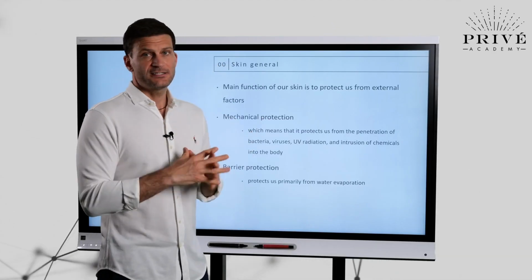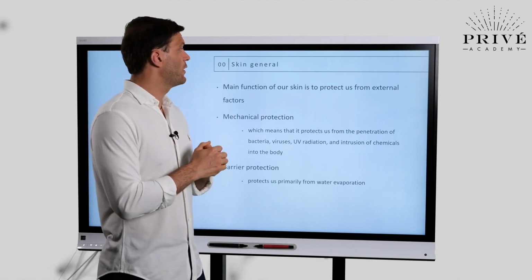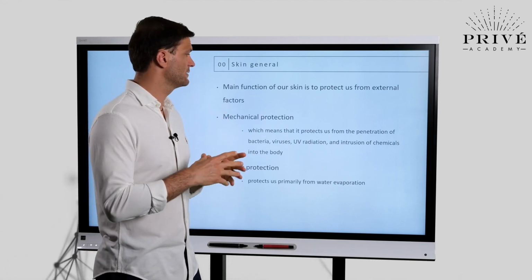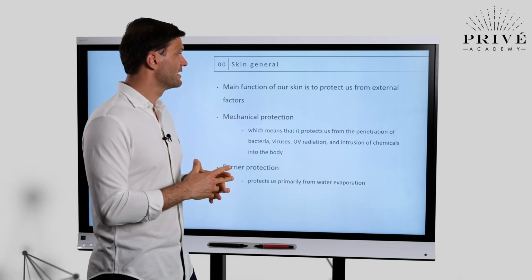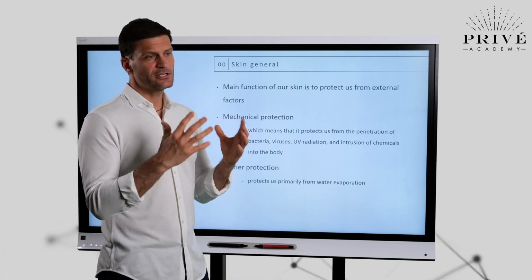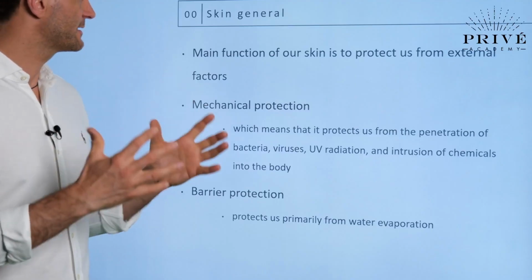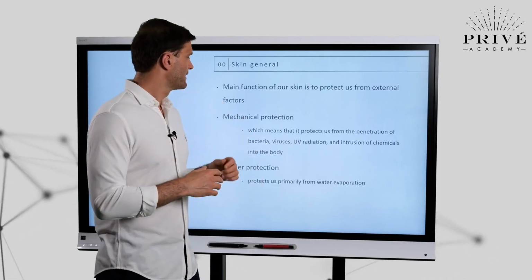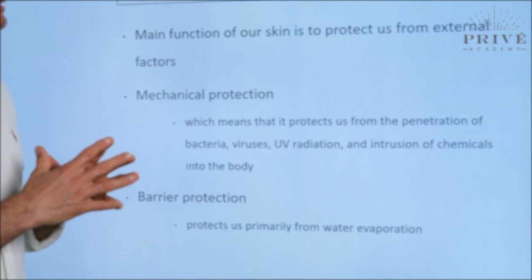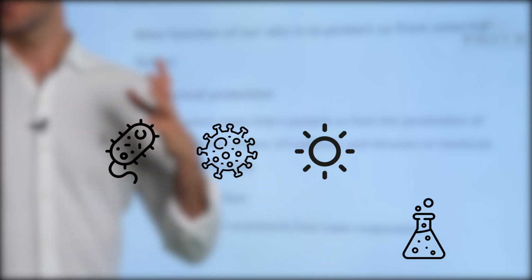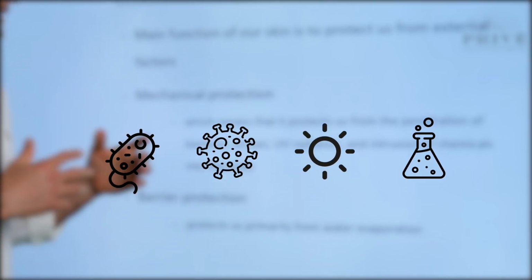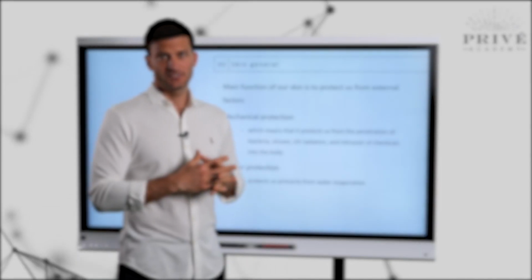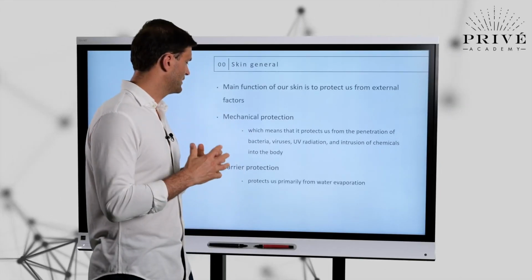Main functions of the skin. Let us mention one of those, the most represented function: skin in general will protect us from external factors, right? And external factors can be mechanical, which means that it protects us from the penetration of bacteria, viruses, UV radiation, intrusions of chemicals into the body, and any mechanical damages to our skin.